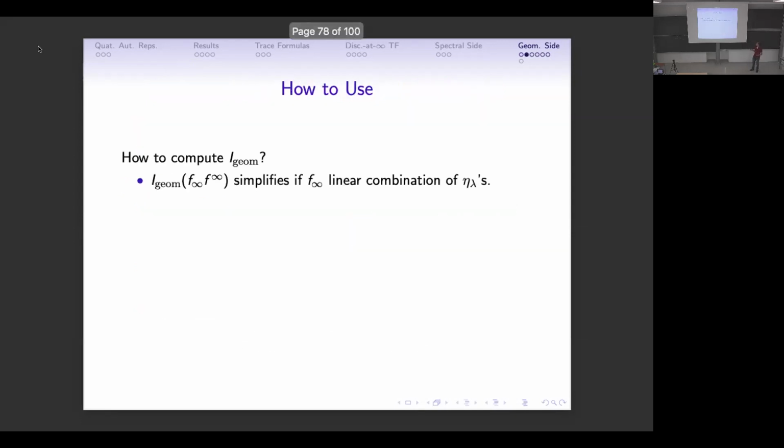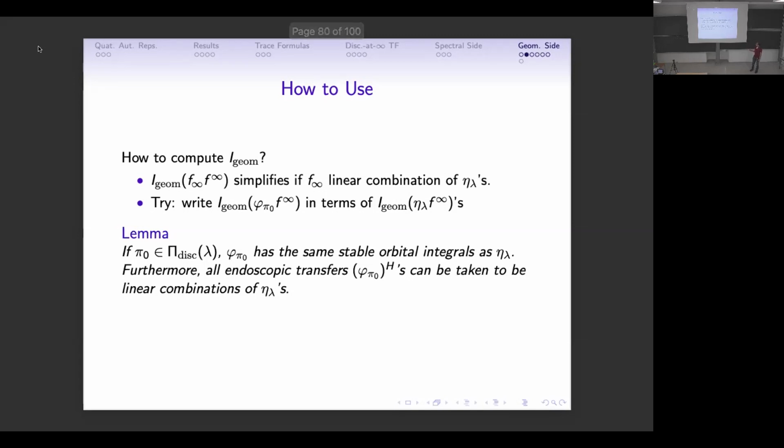So how is this going to help us compute I geometric? Recall that I geometric of f away from infinity, f at infinity, simplifies if f at infinity is a linear combination of Euler-Poincare functions. That's a big part of the content of the Arthur paper. So what we might want to do is write I geometric with the pseudo coefficient as a linear combination of I geometric with these Euler-Poincare functions. And here's a lemma: the pseudo coefficient actually has the same stable orbital integrals as an Euler-Poincare function.